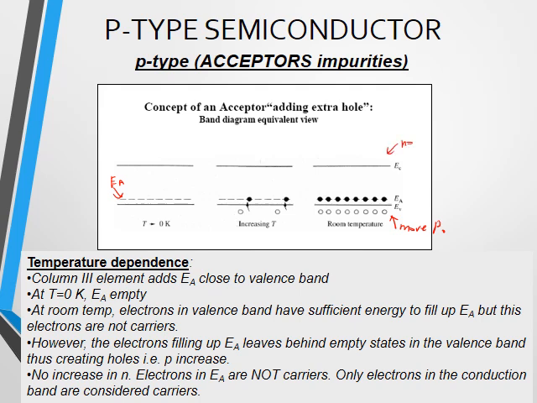However, the electrons filling up Ea leave behind empty states in the valence band, thus creating holes. Thus, the p node increases. In this process, no increase in electron concentration. Thus, in p-type semiconductor, p node is larger than n node.